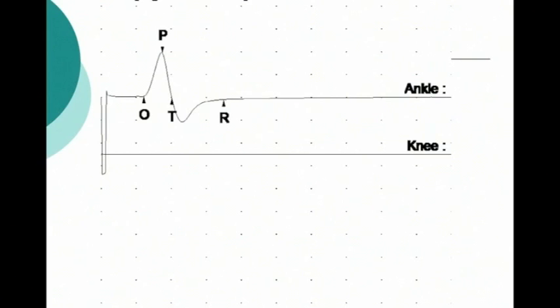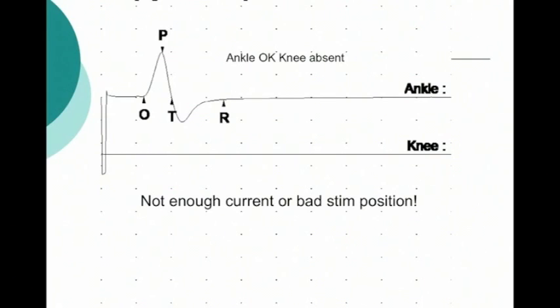because if it was cut for 7 days or more, you will no longer be able to see that response at the ankle as well. But there's no response at the knee. What happened here? Either the technician was in the right position and did not use enough current, or the stimulator was not in the right position.